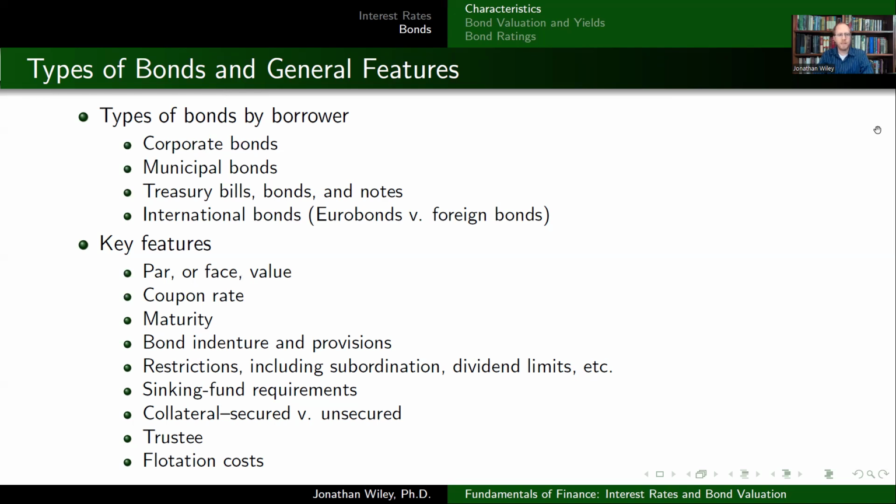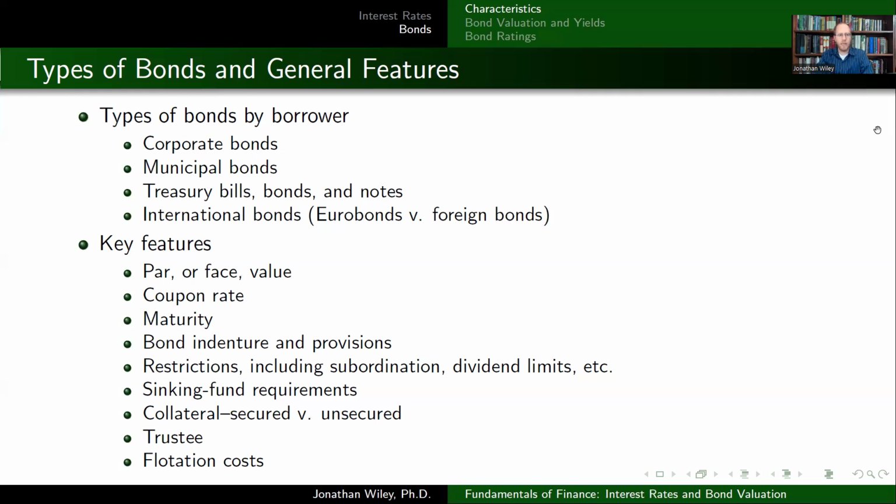Treasury bills, bonds, and notes are bonds for the federal government, so Uncle Sam. Treasury bills are shorter term in nature. So think maybe a year or something like that, a few months, something of that nature. Notes and bonds are going to be longer term, with the bonds being generally the longest term of all. International bonds are bonds from international entities.